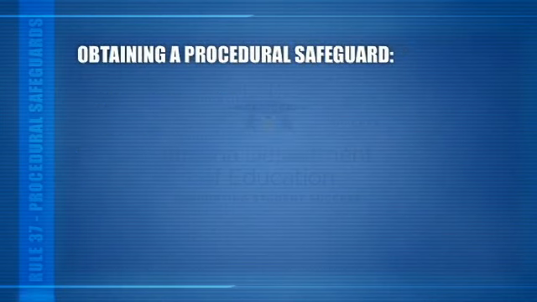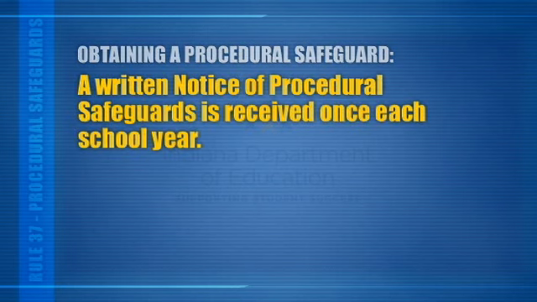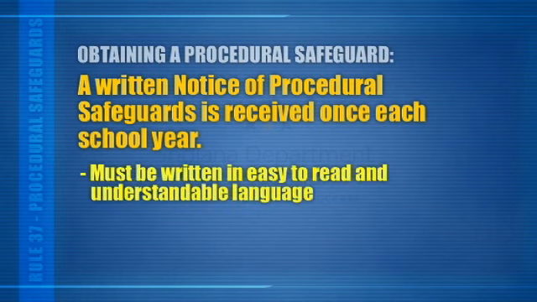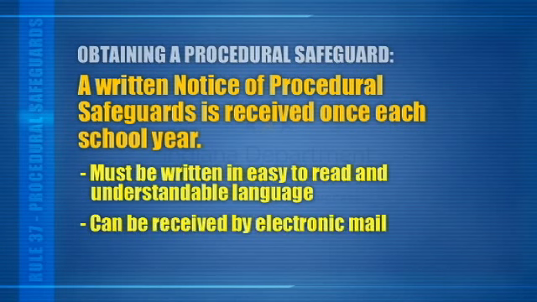When and how is a procedural safeguard obtained? A parent of a student with a disability receives a written notice of procedural safeguards once each school year. The procedural safeguard must be written in a format that is easy to read and in a language understandable to the general public. A parent may elect to receive the written notice of procedural safeguards by an electronic mail communication if the public agency makes that option available.